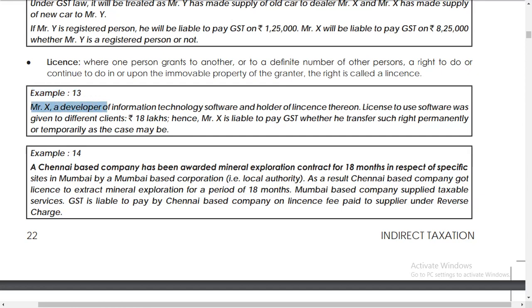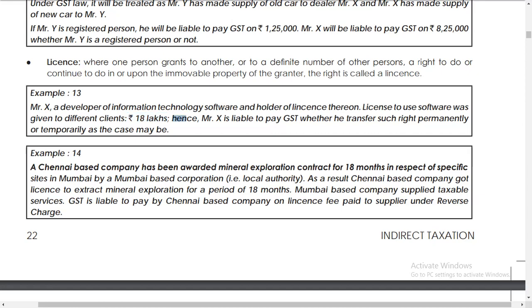Mr. X, a developer of information technology software and holder of a license thereon. Mr. X is a developer of information technology software, and he has a license. The next sentence: the license to use the software was given to a different client. What he did, he gave that license to a different client for rupees 18 lakh, and that is the consideration.